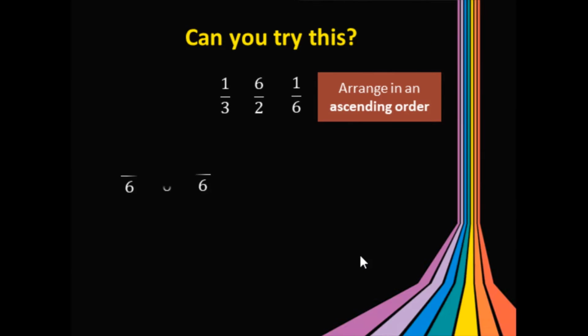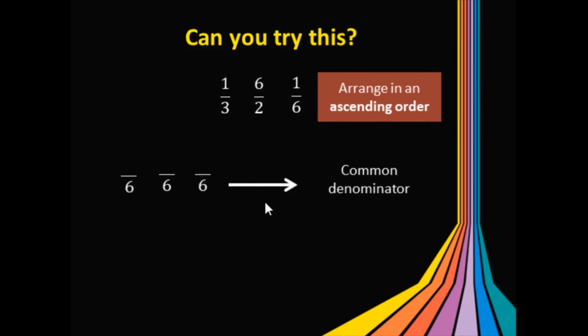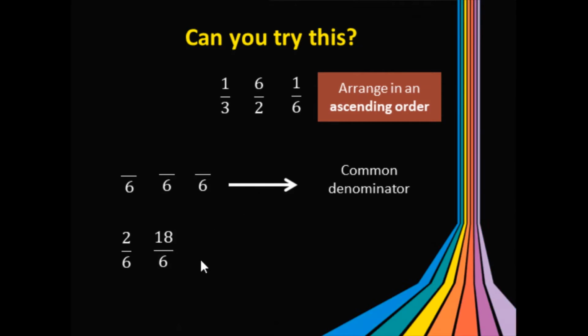Okay. We have common denominator, 6. 6 divided by 3 is 2 times 1 is 2, so 2/6. How about 6 divided by 2 is 3 times 6 is 18. So we have 18/6. 6 divided by 6 is 1 times 1 is 1. So we get 1/6.